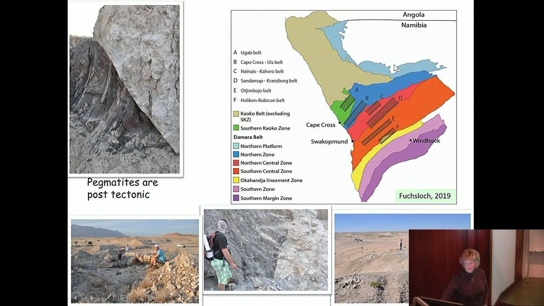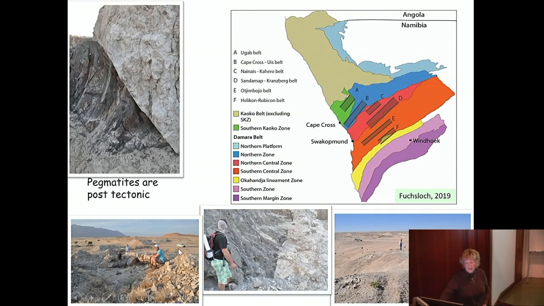And this is work from Warwick Fuchslock's PhD thesis, and he's shown there a series of these pegmatite belts, and he in particular worked on the belts B and C, and these are the ones that are tin-bearing. There is a very good demonstration of the fact that these pegmatites occur very late in the tectonic development of the orogen, and here you can see a pegmatite cutting across the fabric of the country rocks, and again another one with Warwick for scale.